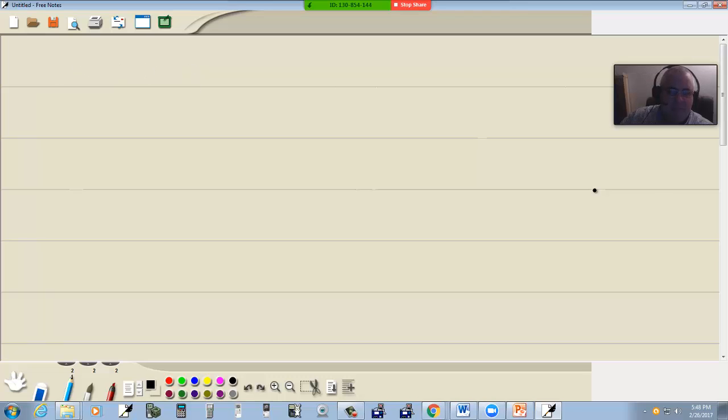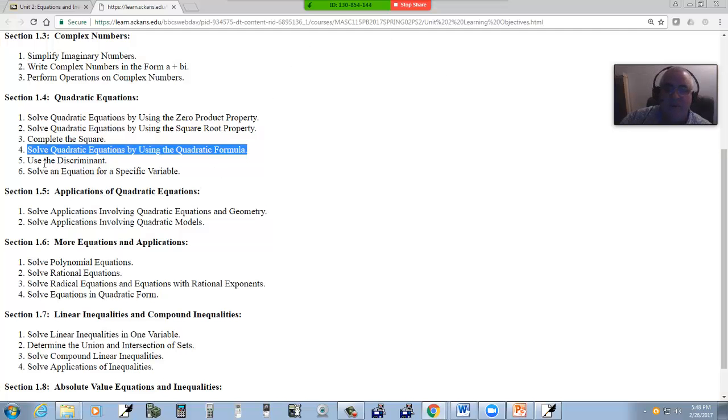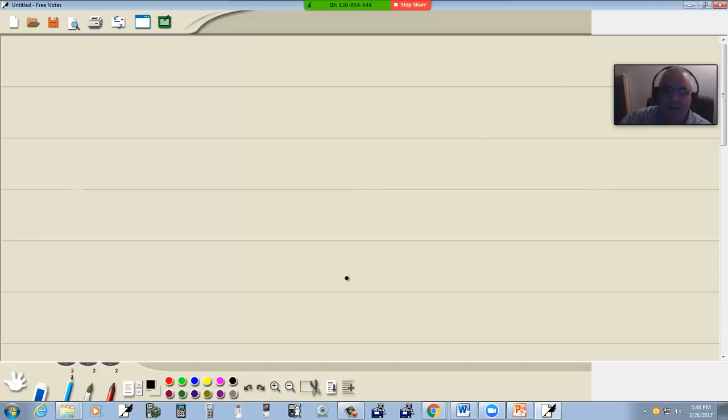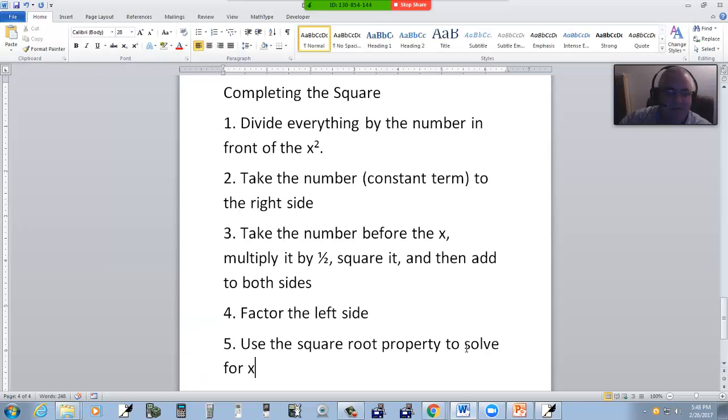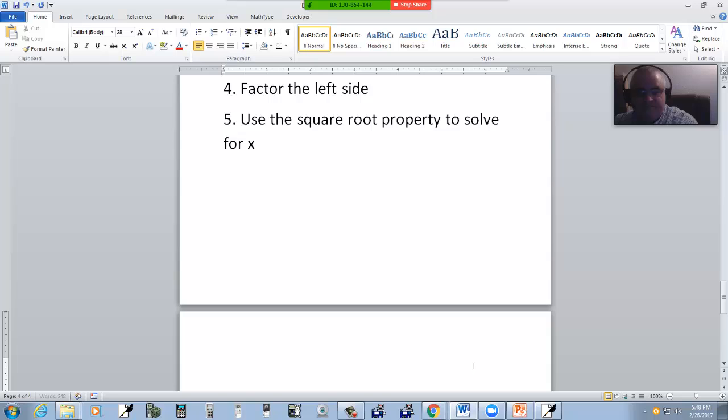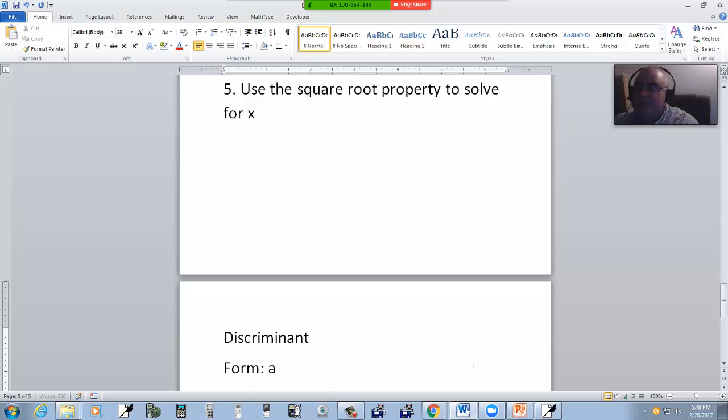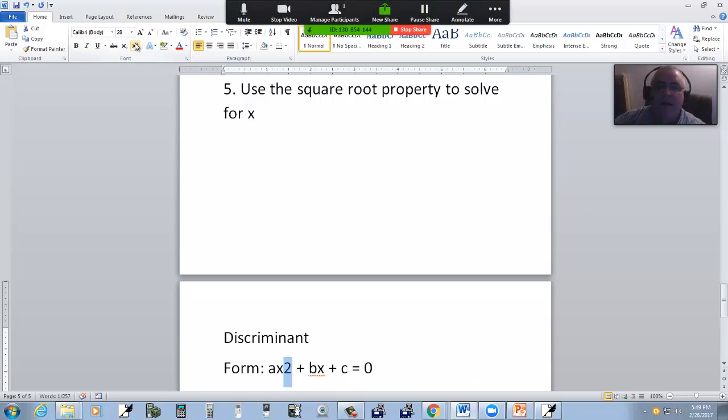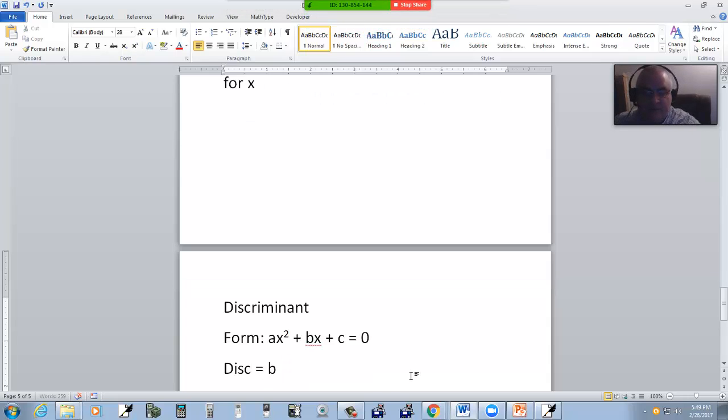Now I'm going to write up the rules for the discriminant. I'm not going to show a problem dealing with that. I just want to make sure I have enough time to show what I need to, though I always run out of time anyway. Discriminant: if you have something of the form ax squared plus bx plus c equals 0, then your discriminant is going to equal b squared minus 4ac. It's just a piece of the quadratic formula.